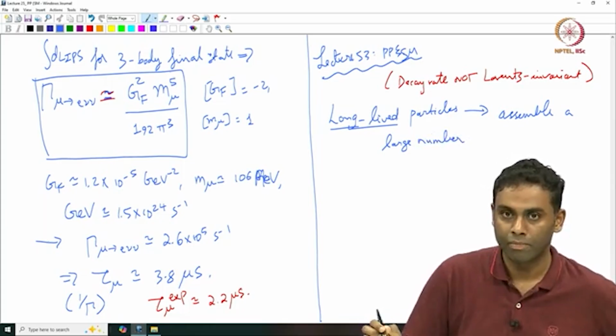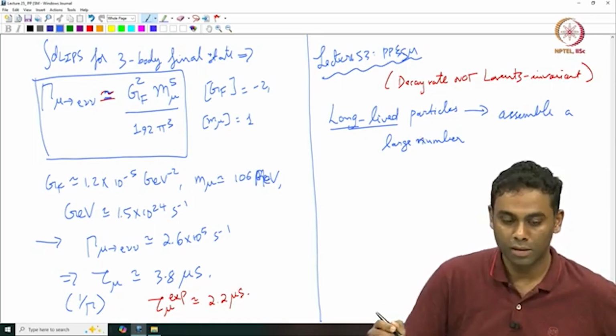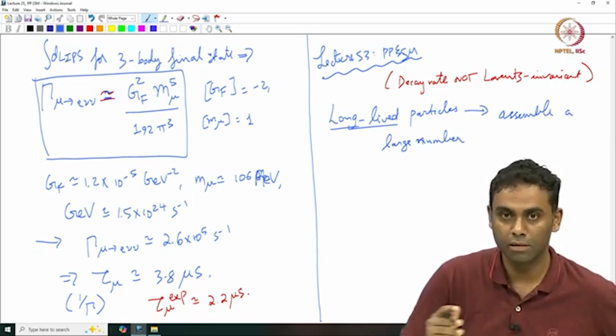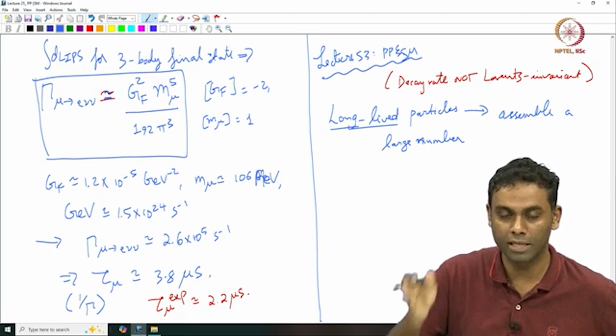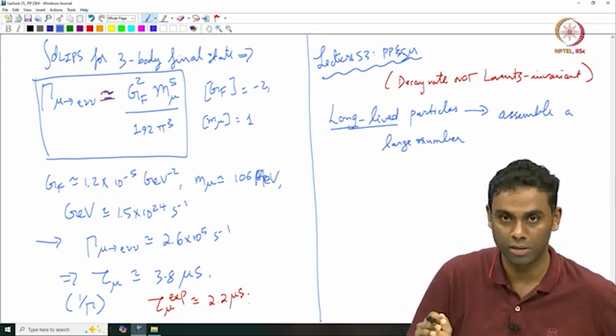Okay. So, what is the advantage of that? After all, the decay rate does not mean that all the particles decay at exactly that moment, right. It is not like all the muons will decay at exactly 2.2 microseconds. This corresponds to the half life, right. What is the half life?